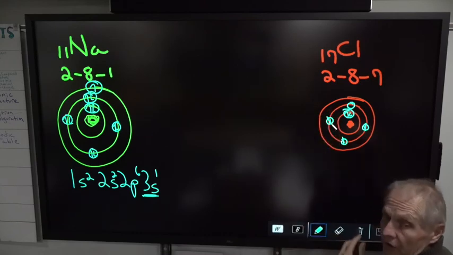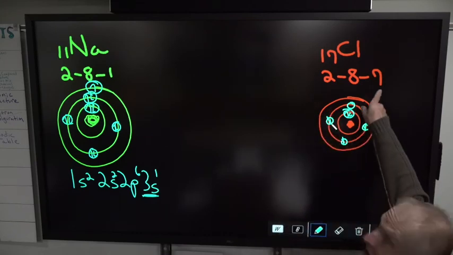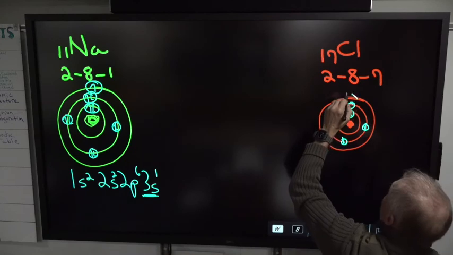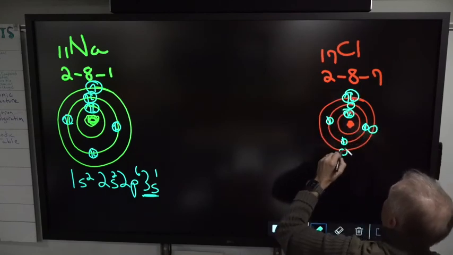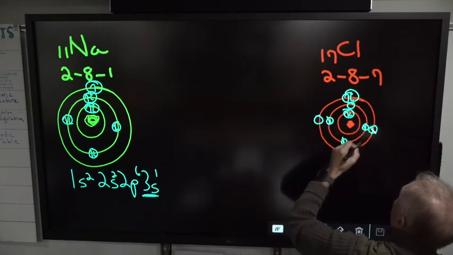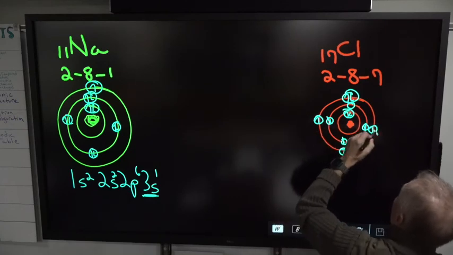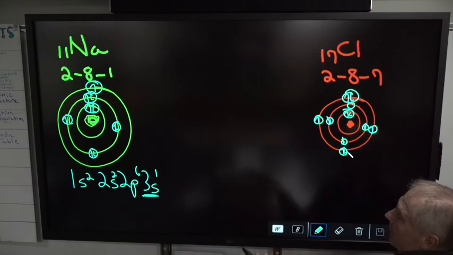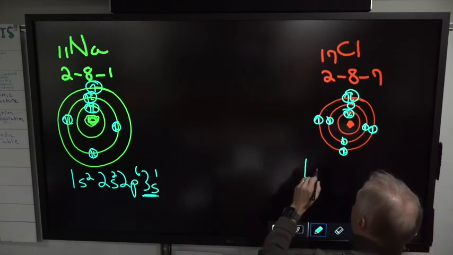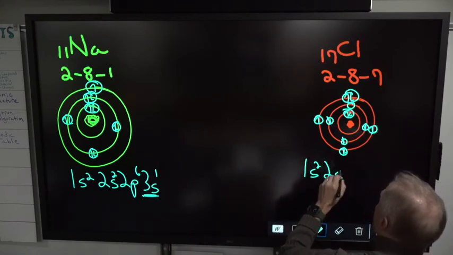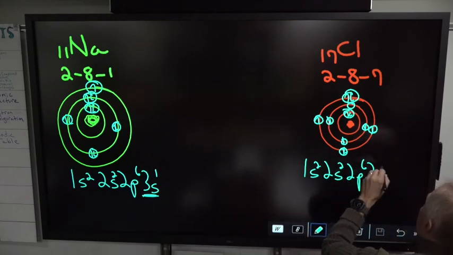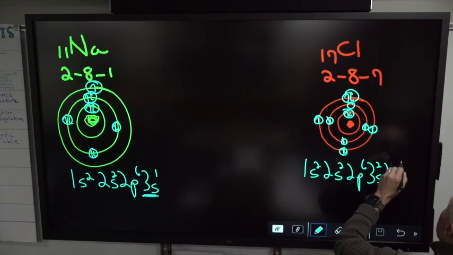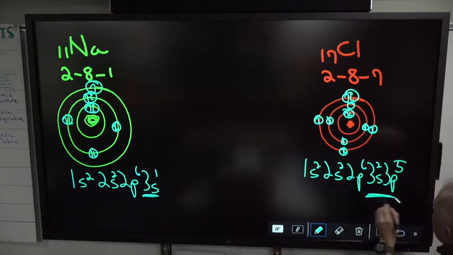But in the third shell, we have 7 valence electrons. So we've got S, we've got P, P, P, we have P1, P2, P3, P4, P5. So for this one, it would be 1s2, 2s2, 2p6, 3s2, 3p5. And here is the valence shell there.